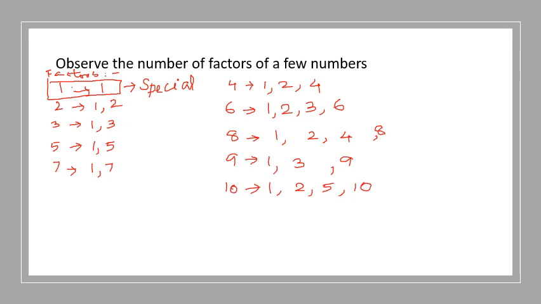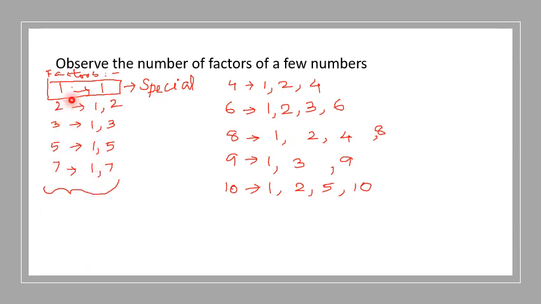All other numbers you see, they got 2 factors: 2 has 1 and 2. 3, 1 and 3. 5, 1 and 5. 7, 1 and 7. All these numbers have got 1 and the number itself as the factor. Can you see that? All the numbers have got 1 as a factor. And what is the other number? The number itself. That is what I am telling you. The number itself is coming as a factor.